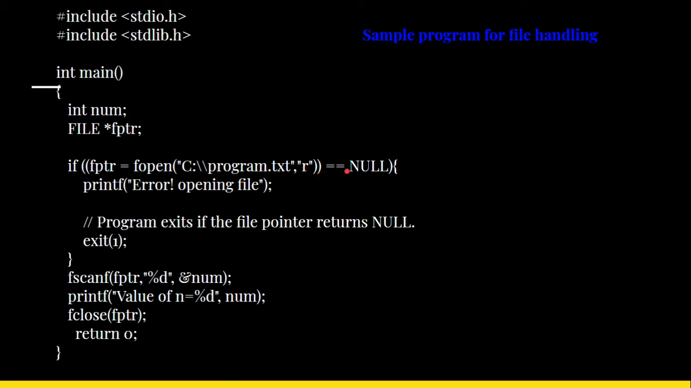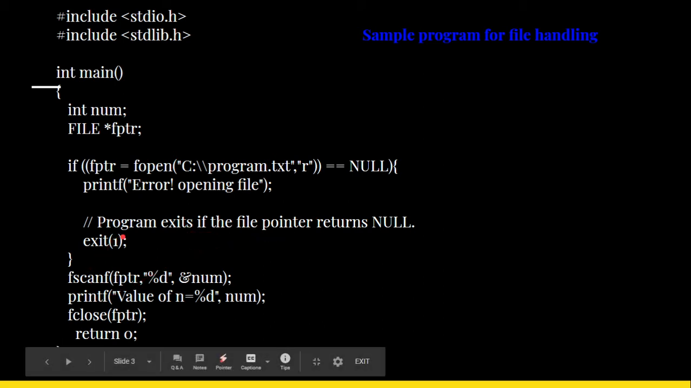You will see them in the next slides. And if it is equal to NULL, it means we are not able to open the file. That means the file pointer is given as NULL, which means there is an error in opening the file. This message will be printed on the screen. If the file exists, then the program returns a file pointer. Okay, so now here this is an exit of 1.